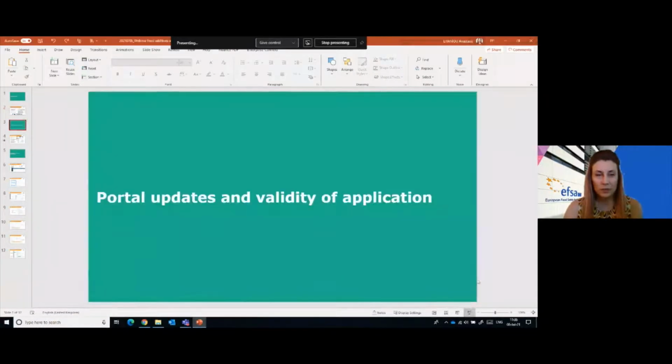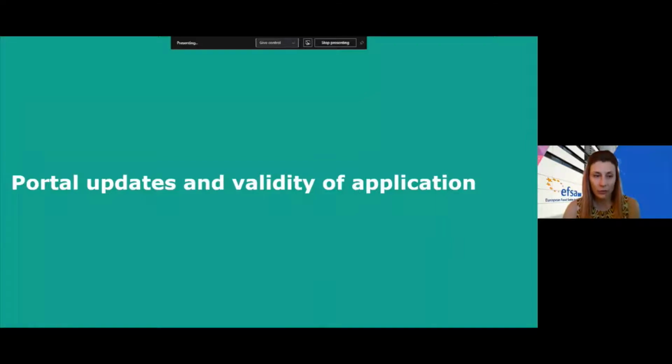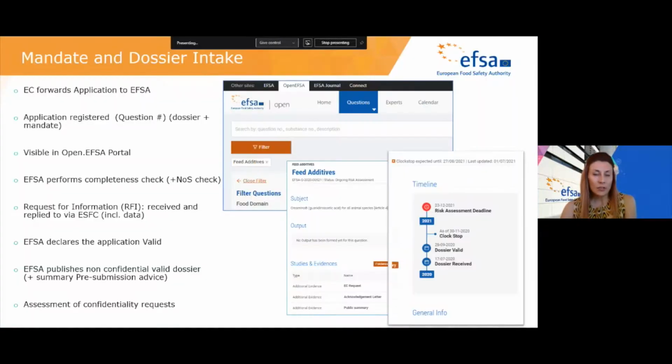And with this remark on the timeline, I would now like to go back to the presentation and give you a few more details on what happens to your application from the moment it arrives to EFSA, and some details on portal updates and validity of application. Once your application is forwarded to EFSA, your application is registered in the EFSA systems and the question number is assigned. The question number, along with the mandate number that we receive from the European Commission, will be made available to you through the submission portal.